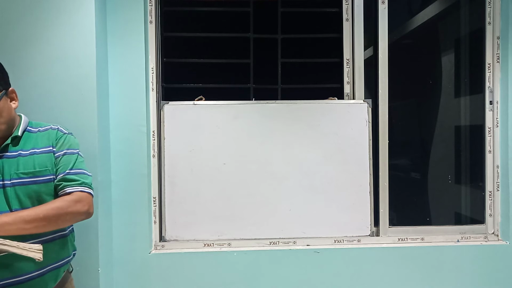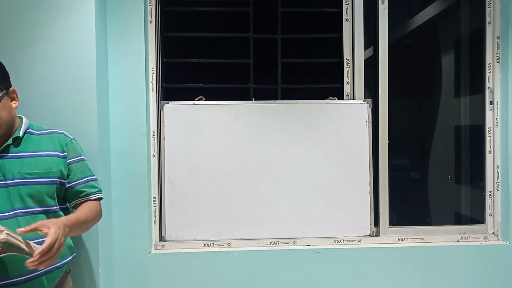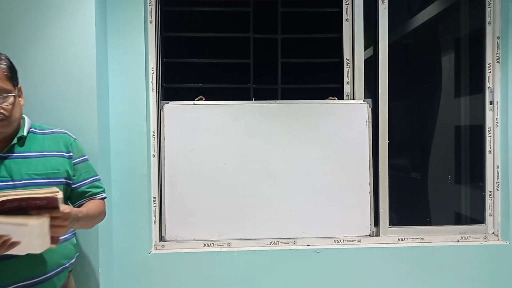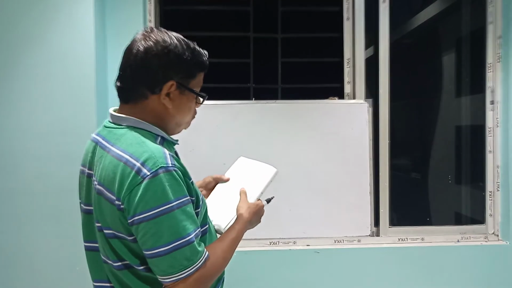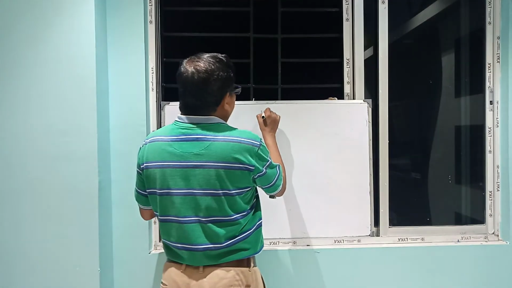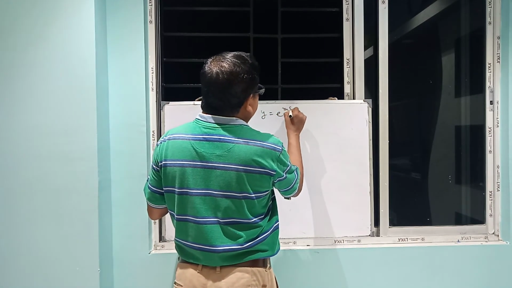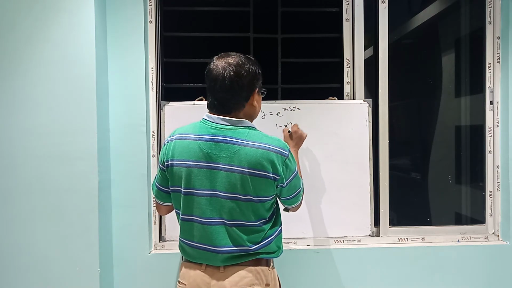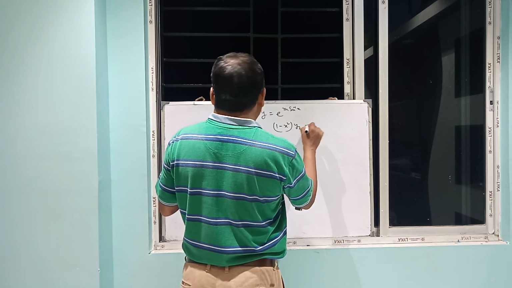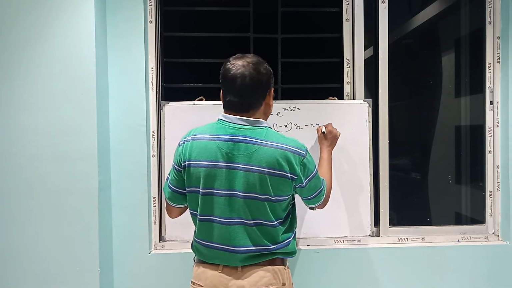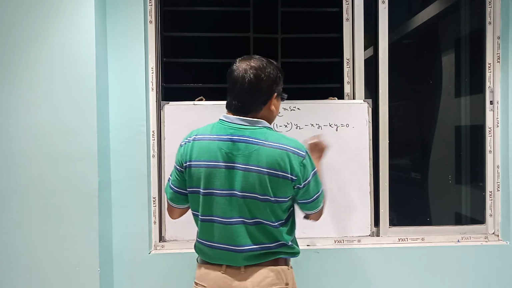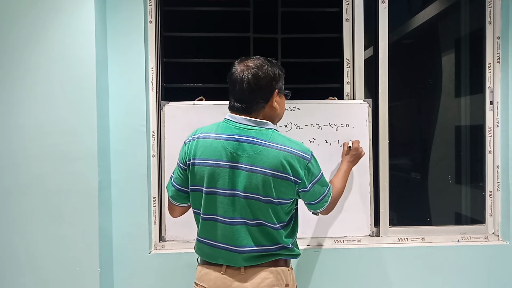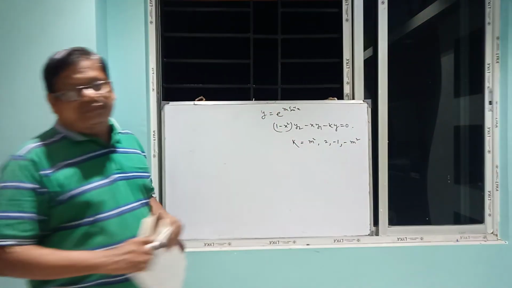Again, y equals e to the power m sine inverse x, okay? Now then, prove 1 minus x square y2 minus xy1 minus ky equal to 0. So find k, equal to m square.